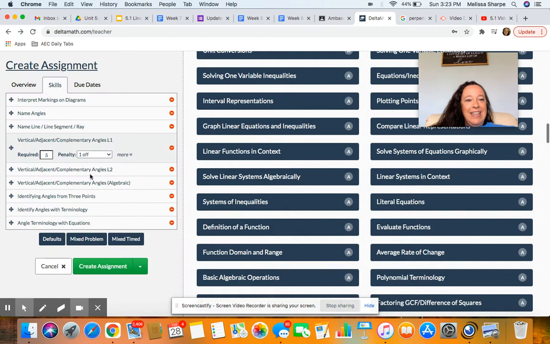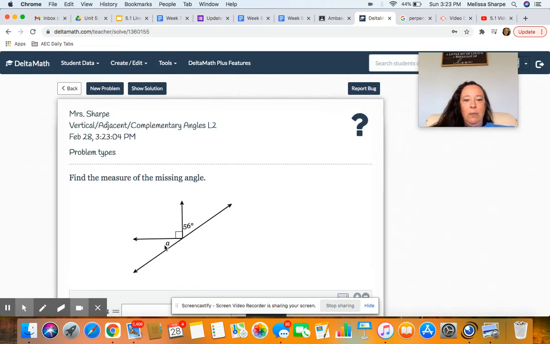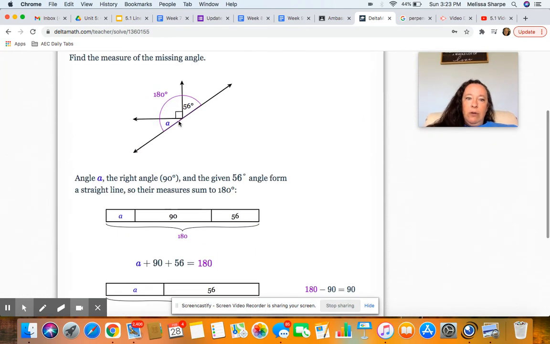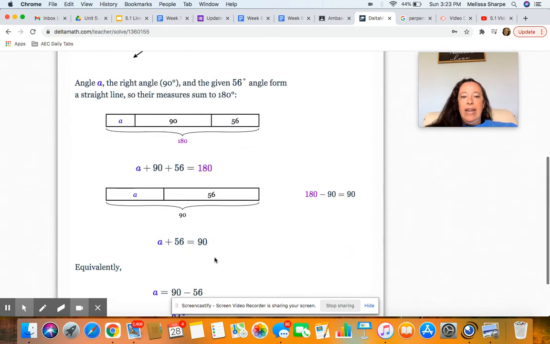Okay. And then the next one, just a little bit trickier. Look here, we've got 3 angles that make up a straight line. So we know A plus this box. What's a box? Oh, that's 90 degrees. Plus 56 equals 180. So you know that all of that's 180. And so you can just set it up as A plus 90 plus 56 equals 180 and solve from there.